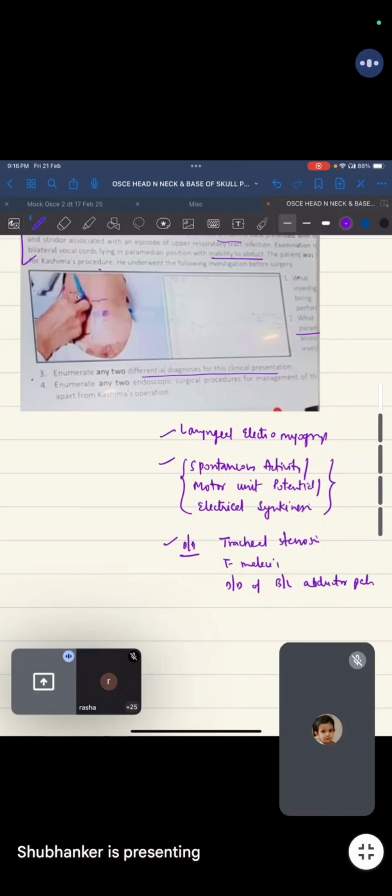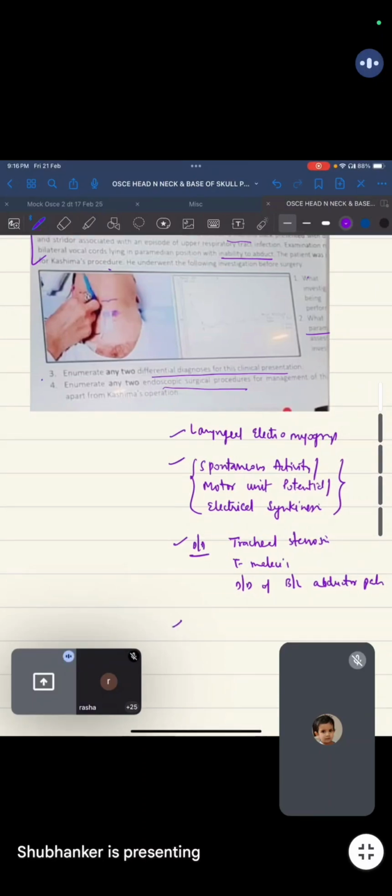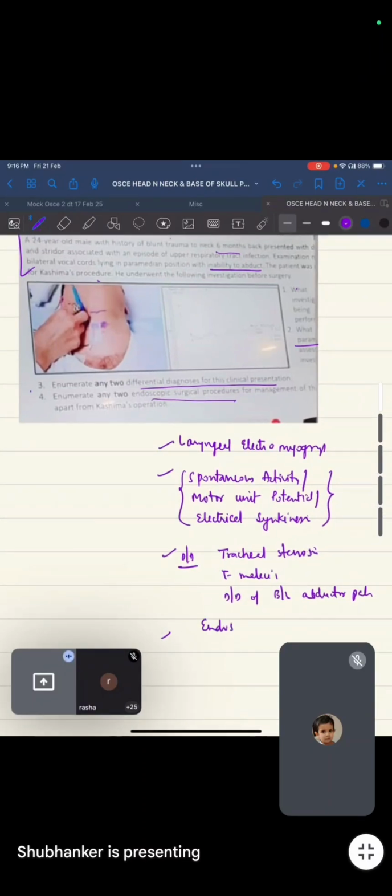Now they are asking, name any 2 endoscopic surgical procedures for the management apart from the Cashima's procedure. तो Cashima's में basically you remove that bulk of the cord, arytenoid, the cord, you remove it. Apart from that, what else you can do? You can go for endoscopic arytenoid abduction, lateropexy.